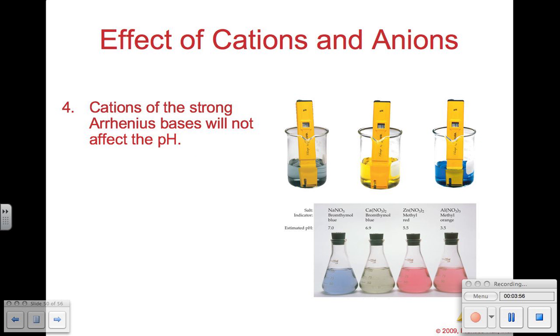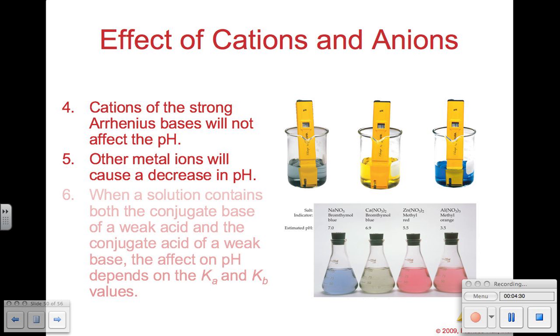Cations of strong Arrhenius bases will not affect the pH. This is the idea that when you dissolve a strong base like sodium hydroxide, NaOH, and get a bunch of Na pluses in solution, I'm not going to see any change in the pH. It's not going to make it more acidic because of that. Other metal cations will cause a decrease in pH if you dissolve more in there.